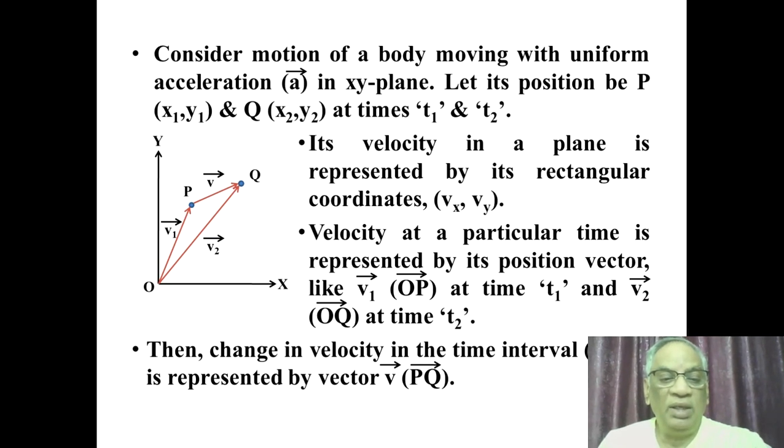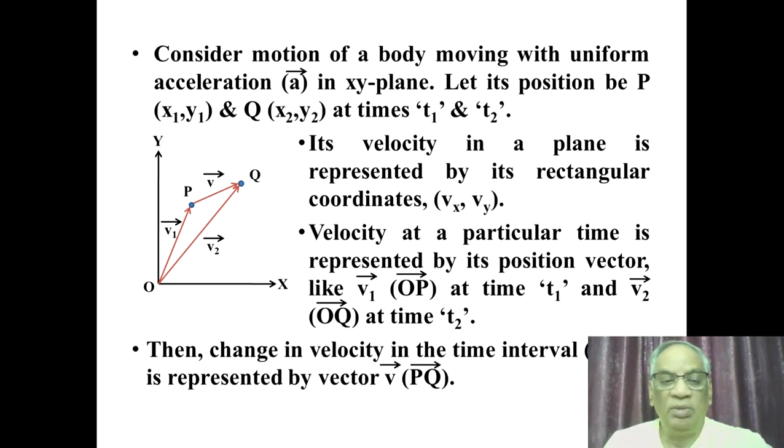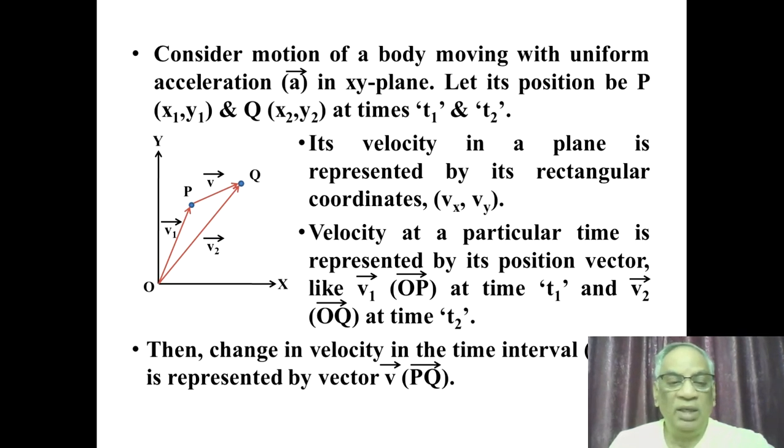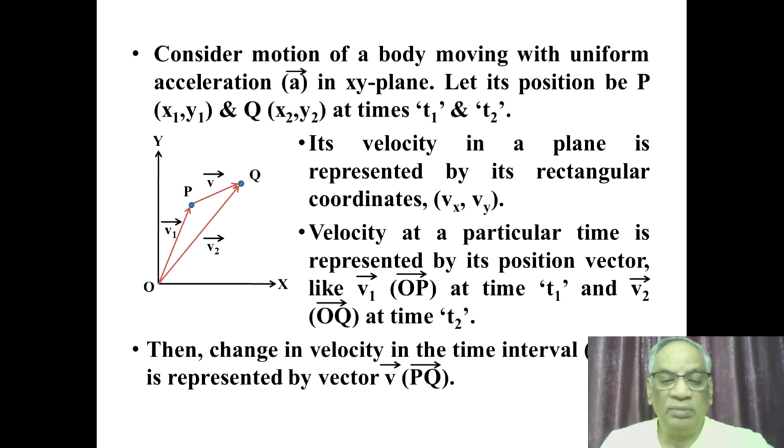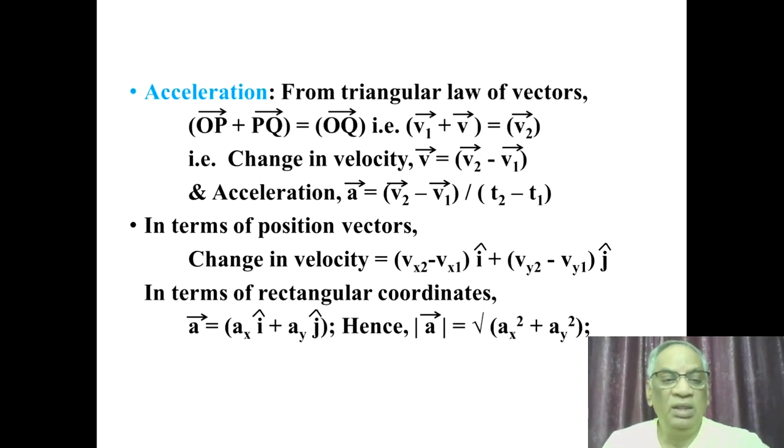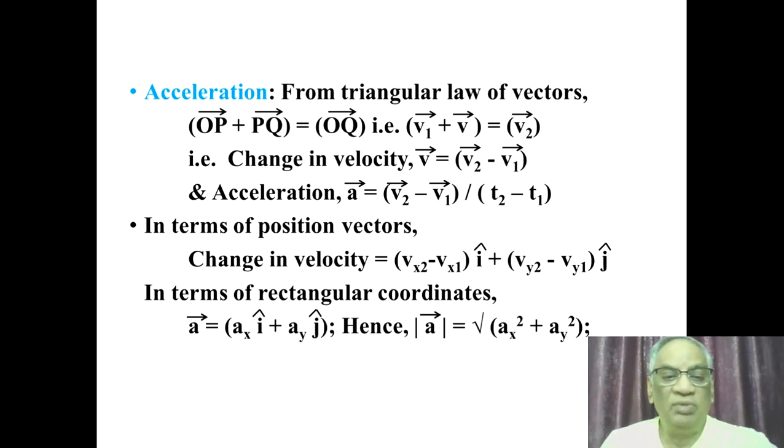So velocity at a particular time is represented by its position vector, that is v1 bar is equal to OP bar at time t1 and v2 bar, that is OQ bar, at time t2. Then the change in velocity in the time interval of t2 minus t1 is represented by the vector v bar, that is PQ bar. If we follow the triangle of vectors, then v bar can be given by the difference in position vectors, v2 bar minus v1 bar. So acceleration is given by the rate of change of velocity. So a bar is equal to (v2 bar minus v1 bar) by (t2 minus t1).